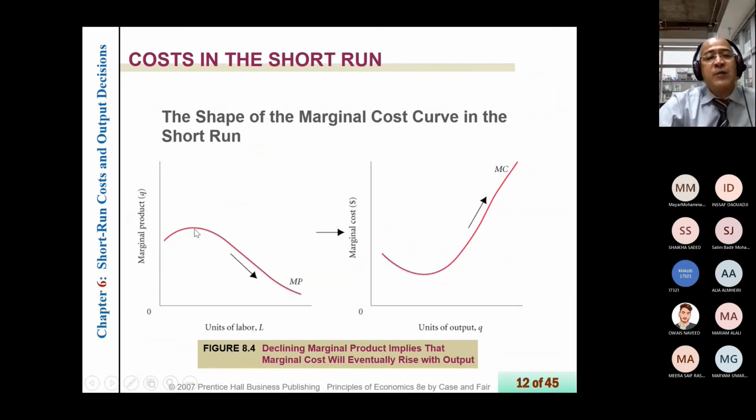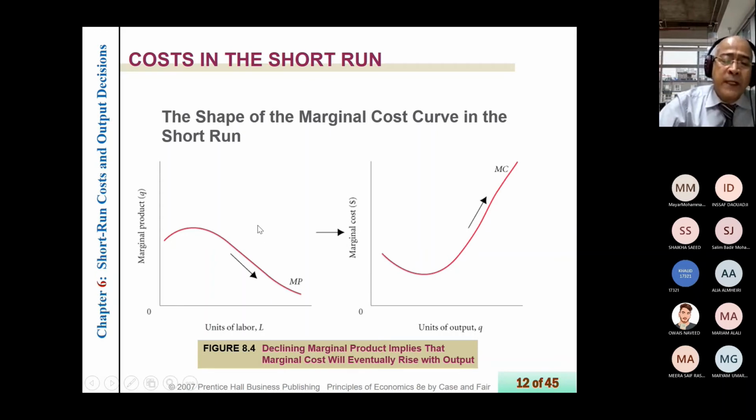In the second stage of production, because of the law of diminishing marginal returns, marginal product decreases. Why? Because total product increases at a decreasing rate.